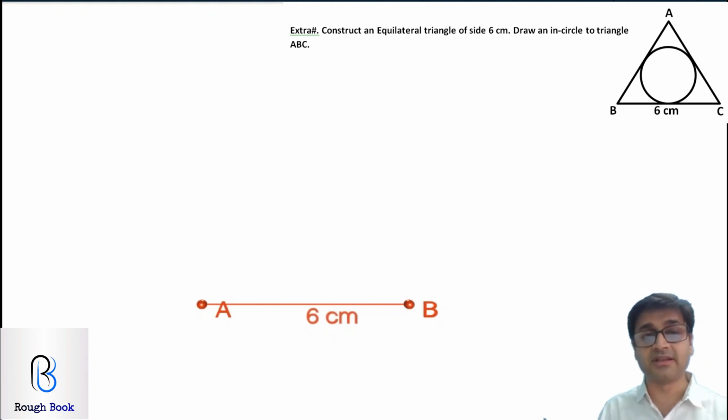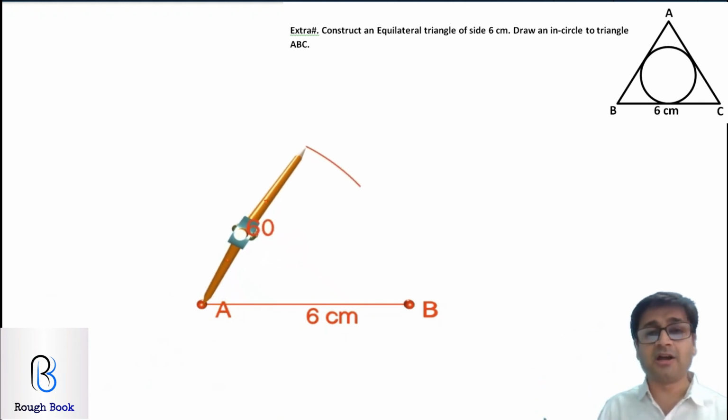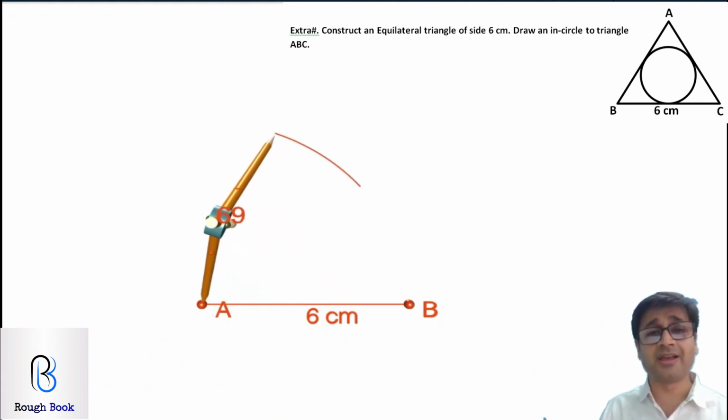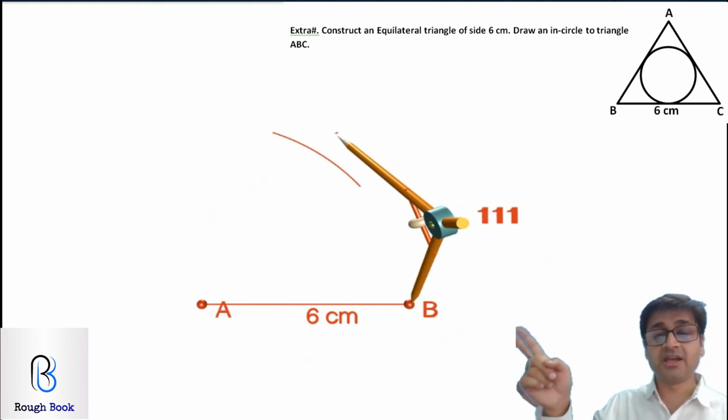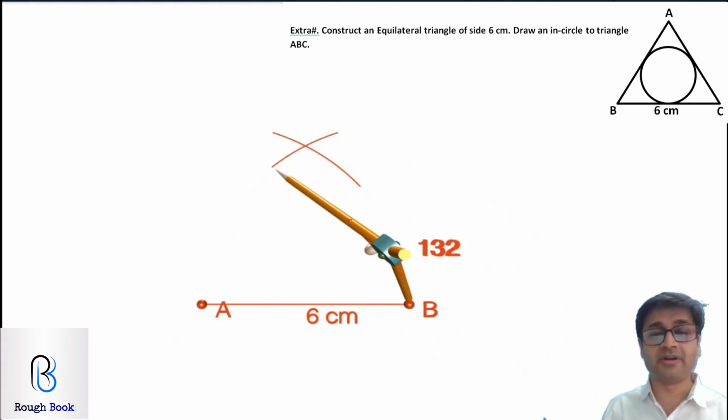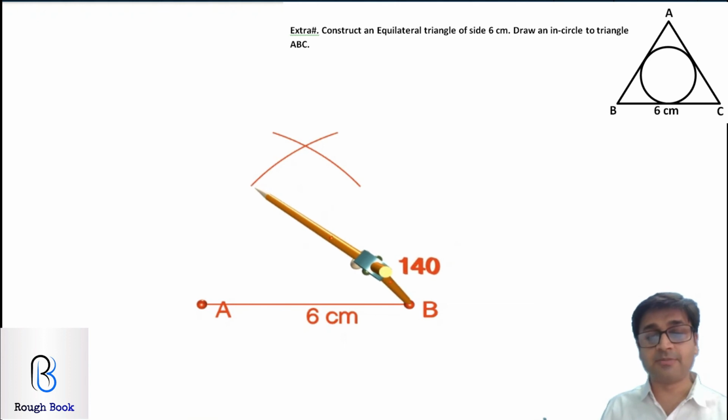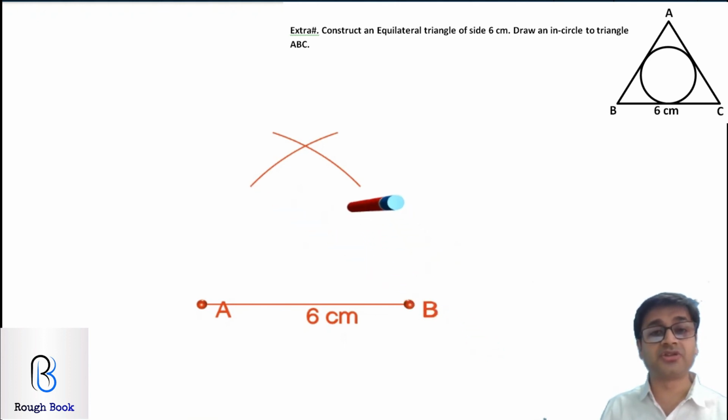So AC is 6 centimeters. Keeping your compass on point A, cut an arc of 6 on top. Then on B, cut another arc. I'm sure everyone must have got your triangle without my help. So there is your point C, the point of intersection. Join it with A and B. Automatically what you get is your triangle ABC.